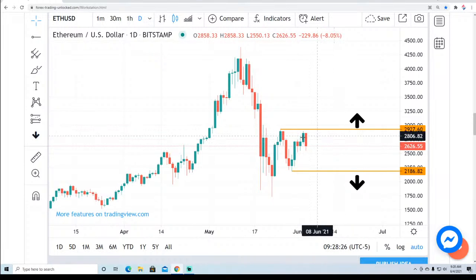Anyhow, Ethereum is expected to be under pressure today for a little bit, and also more of a sideways trade as this market continues to base.